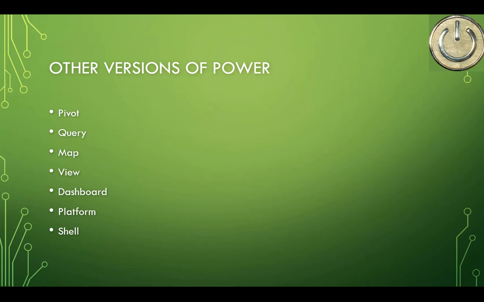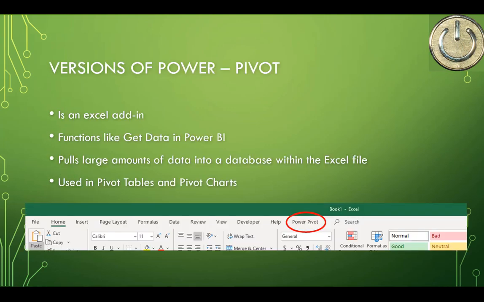Microsoft produces several other pieces of software with the name Power in their name. Let's review those now. Power Pivot is an Excel add-on, and it functions very similar to the Get Data functionality in Power BI. And so it pulls large amounts of data into a database within the Excel file. Now the importance here is that the Excel big grid has 1 million rows of data, but Power Pivot is not limited to that 1 million.